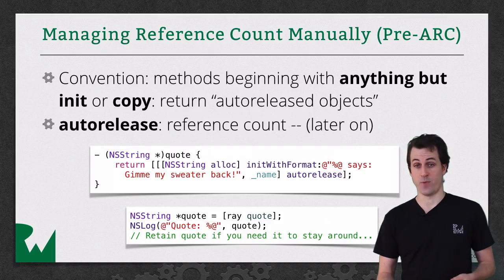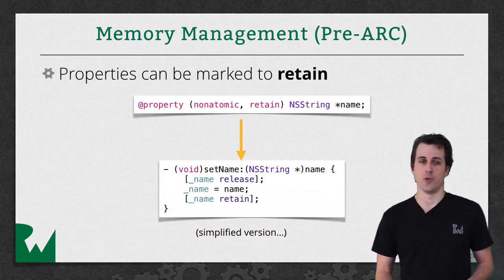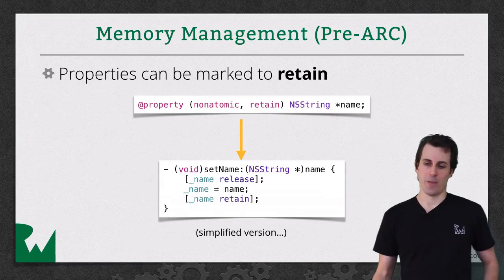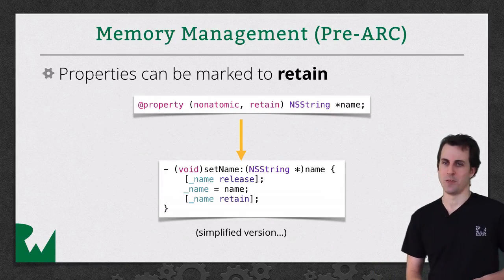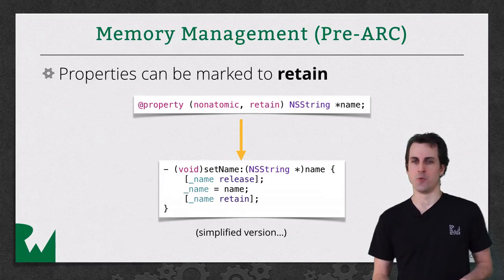But if you do need it to stick around later, then you would want to call retain upon that. Just like you can write your own manual setter code like I showed you earlier, you can also mark properties as retain. So back when we were talking about properties a couple videos ago, you might have wondered why it's not really saving me that much code to use properties.